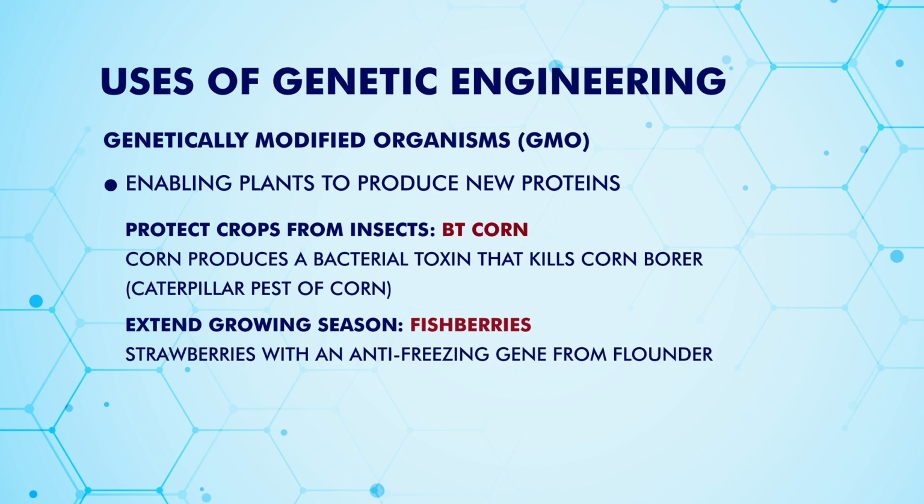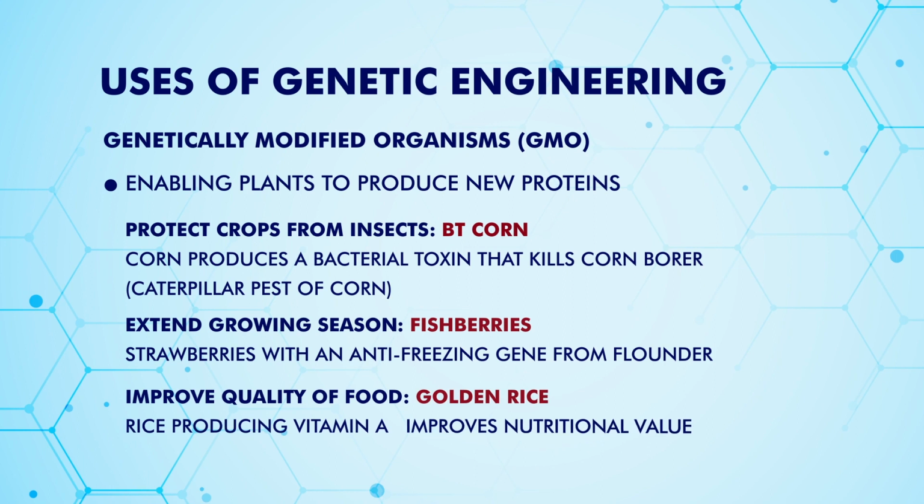Extended growing season crops can be created. Examples are fish berries. So, what are these? Strawberries with an anti-freezing gene from flounder were created. The food quality can be improved. An example is golden rice. In this rice, the vitamin A was enhanced and its nutritional value was improved.